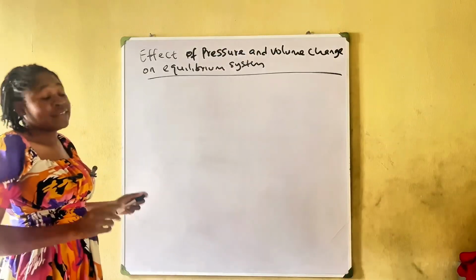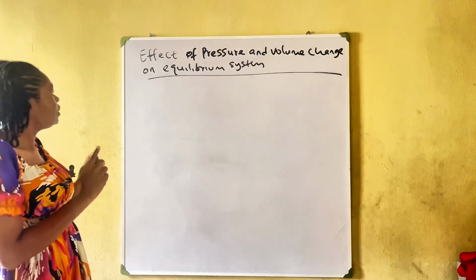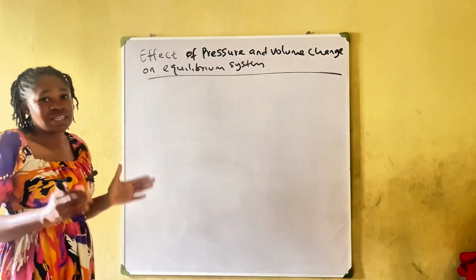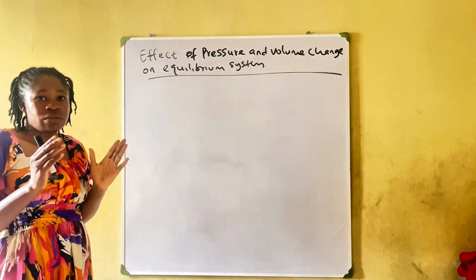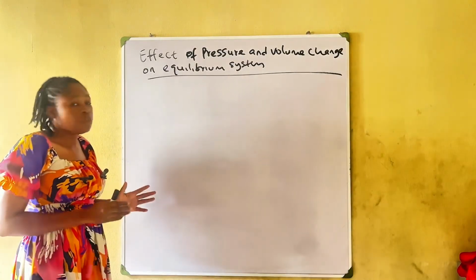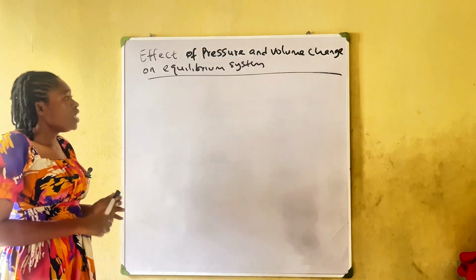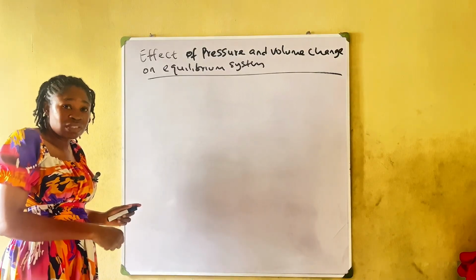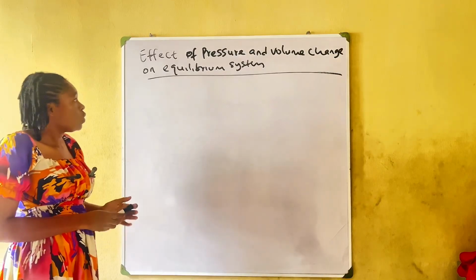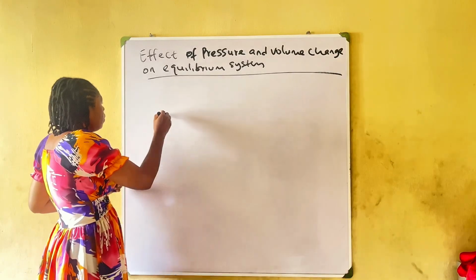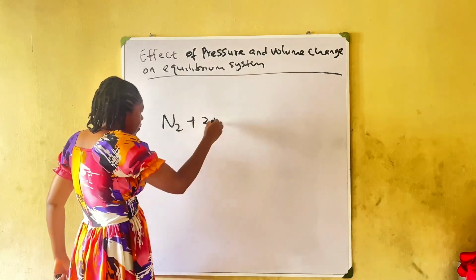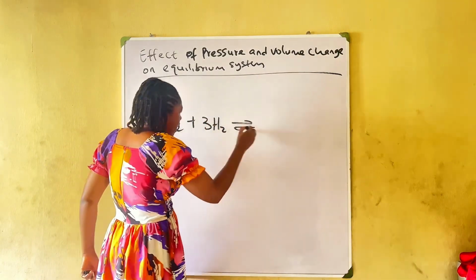Okay. So let's look at the effect of pressure and volume change on an equilibrium system. Of course, pressure affects gaseous reactants and products. According to Boyle's law, an increase in pressure results in a decrease in volume. So, according to the general principle, let me use this reaction as an example: production of ammonia gas.